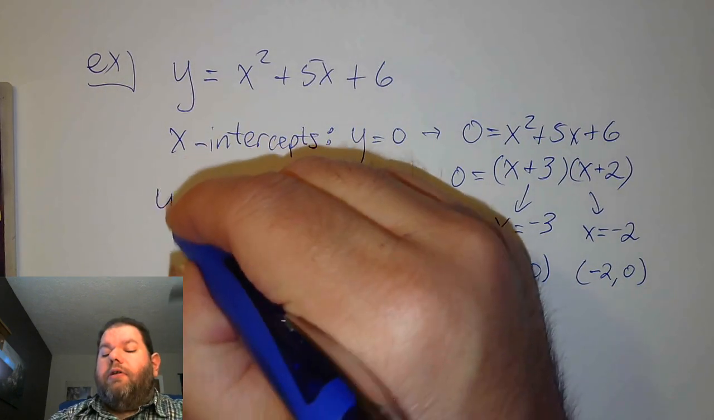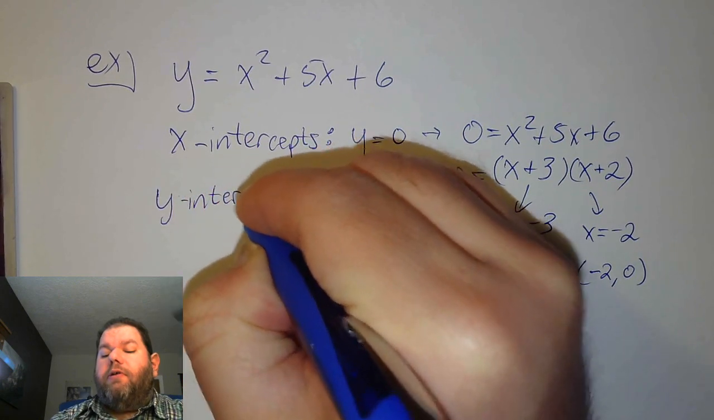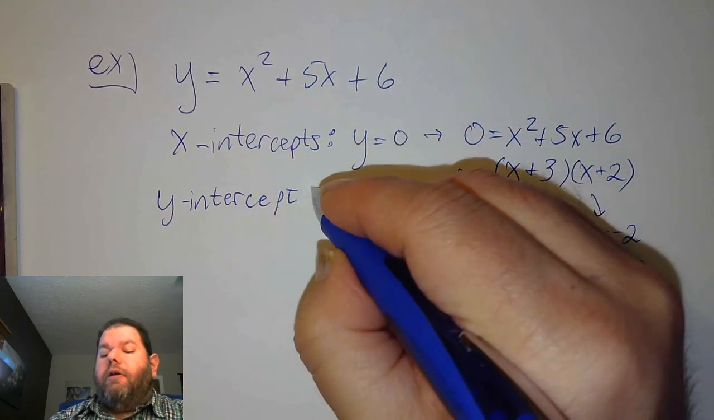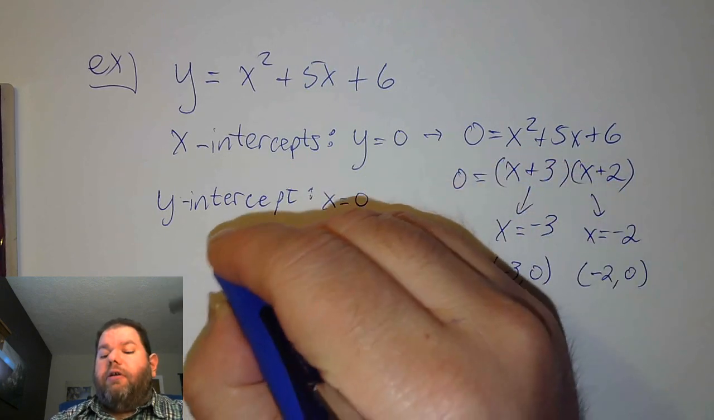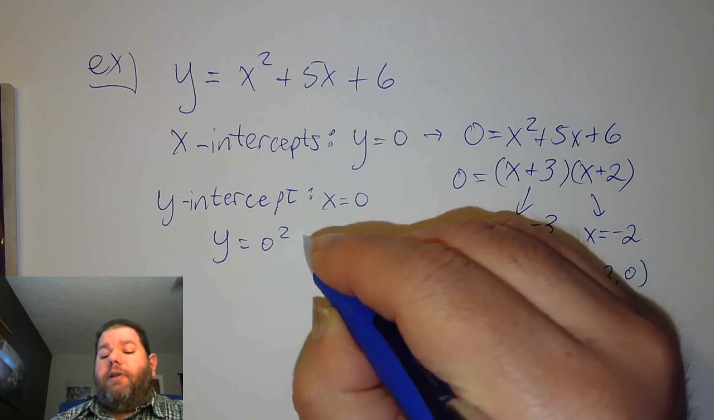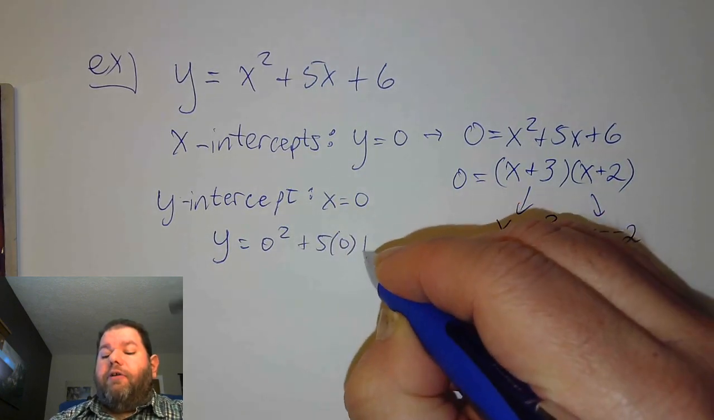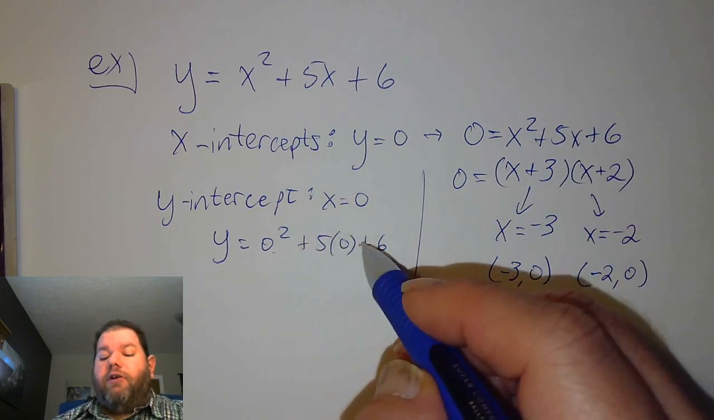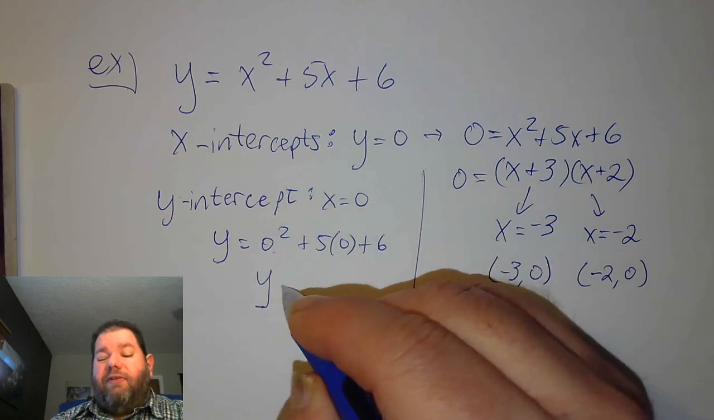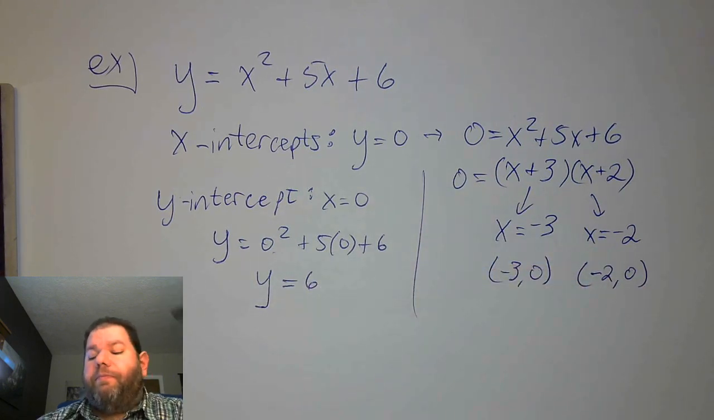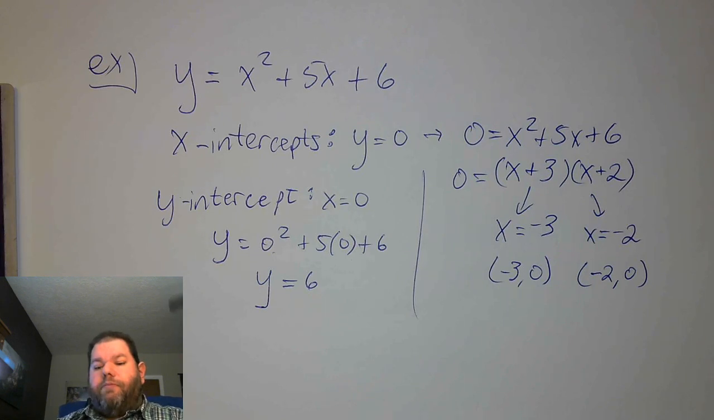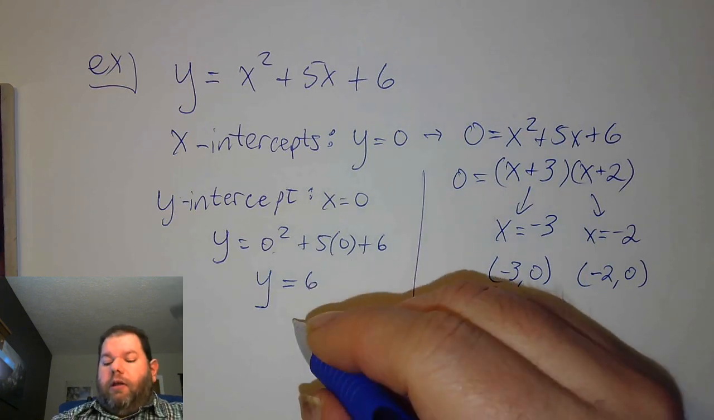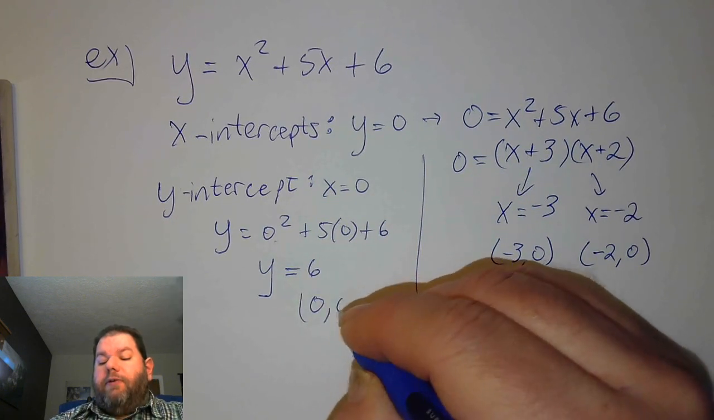Okay. And then for our y-intercept, again, we know that we set x equal to 0, and that's actually much easier here, because if we plug in x equals 0, we get rid of most of the equation, and we just see that 0 squared plus 5 times 0 plus 6 just leaves us with y equals 6 left over. So we have the intercept 0 comma 6.